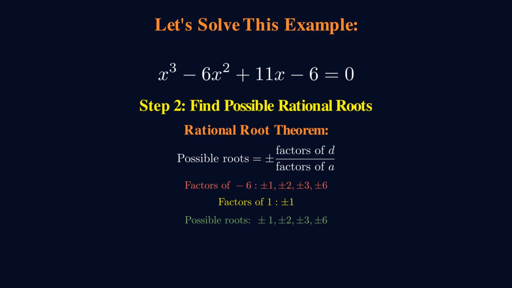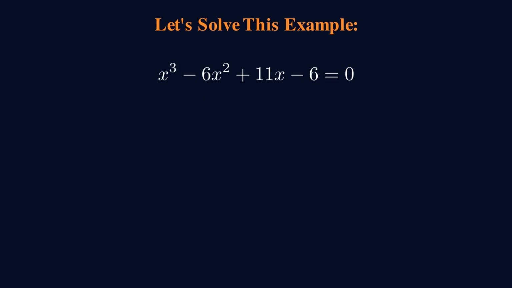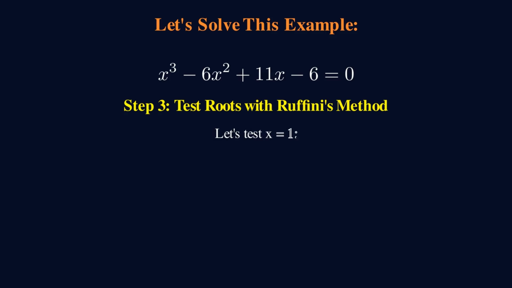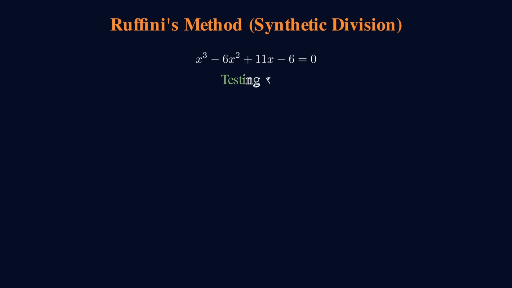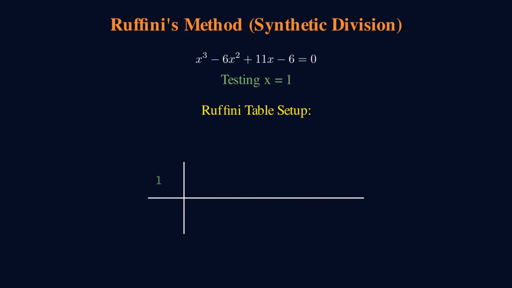Here's where Ruffini's method shines. Instead of substituting each possible root into the original equation, we use synthetic division. Let's test x equals 1 first. We set up a table with a vertical line and a horizontal line. On the left side of the vertical line, we write our test root, 1. On the top row, we write our coefficients: 1, negative 6, 11, and negative 6. Now for the magical part.